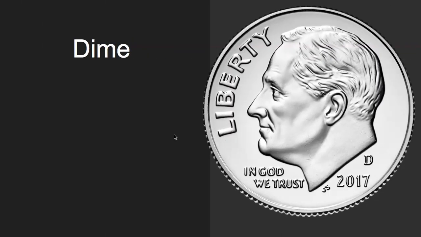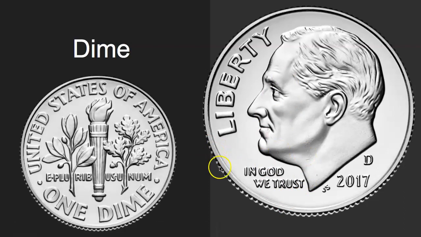Now we have the dime. Does anyone know how much the dime is worth? Yes, a dime is worth 10 cents. So on the dime, this is Franklin Delano Roosevelt. And on the back of it, we have a torch with an olive branch and, on the other side, an oak branch.